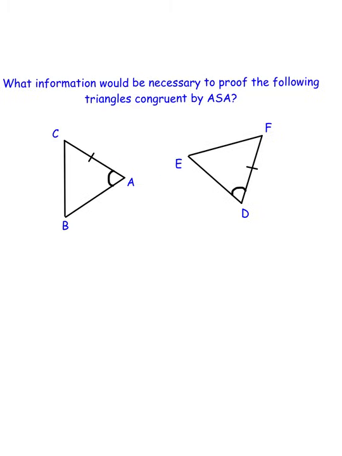The next one, what information would be necessary to prove the following triangles are congruent by angle, side, angle, which means that the side is in between the 2 angles. Here's my side. Here's 1 angle marked. I need this one. Here's the side. Here's 1 angle marked. I need this one. So it would be that angle C is congruent to angle F.